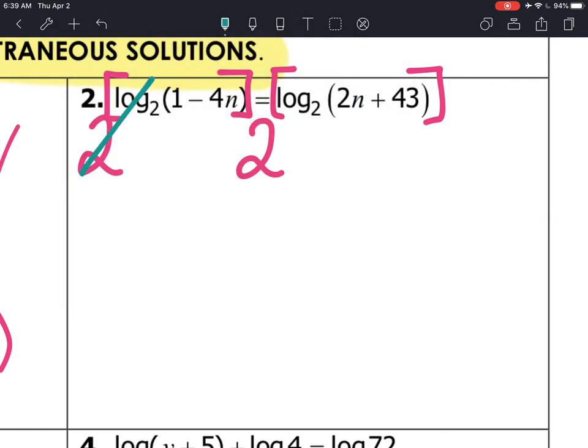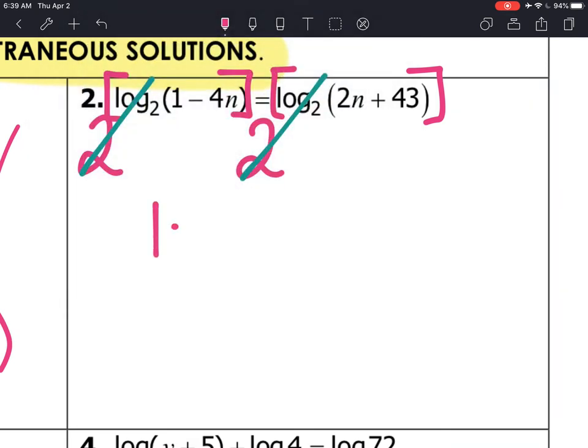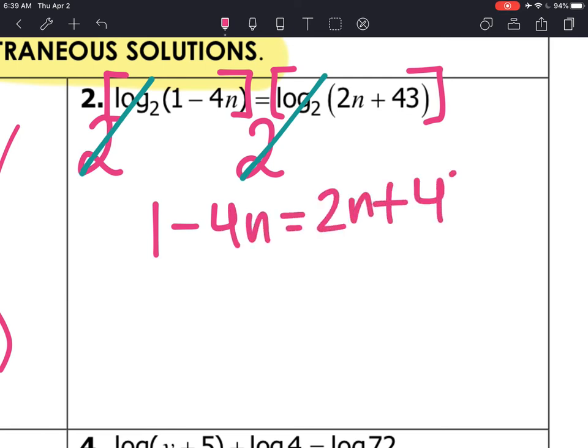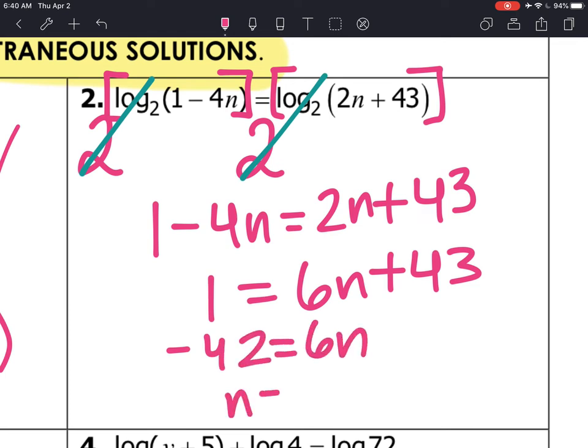Then you can cancel. So you can cancel 2 and log base 2 because they are inverses of each other. Then from here you would get 1 minus 4n is equal to 2n plus 43. Then you can add 4n to the right, subtract 43 to the left, divide by 6, and you'll get negative 7.